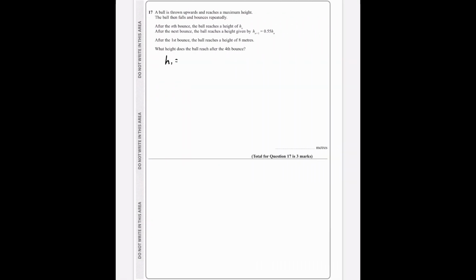Okay, H1, it tells us is 8. To find H2, we multiply 8 by 0.55, which comes out as 4.4. To find H3, we multiply 4.4 by 0.55, which gives us 2.42. And to find H4, that's the height after the fourth bounce, we multiply by 0.55 again, this time 2.42. Comes out as 1.331 for the answer for that one.